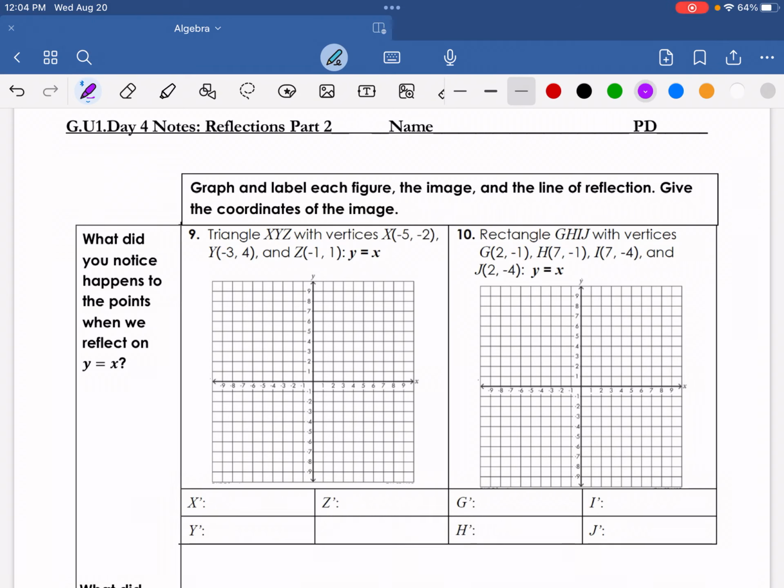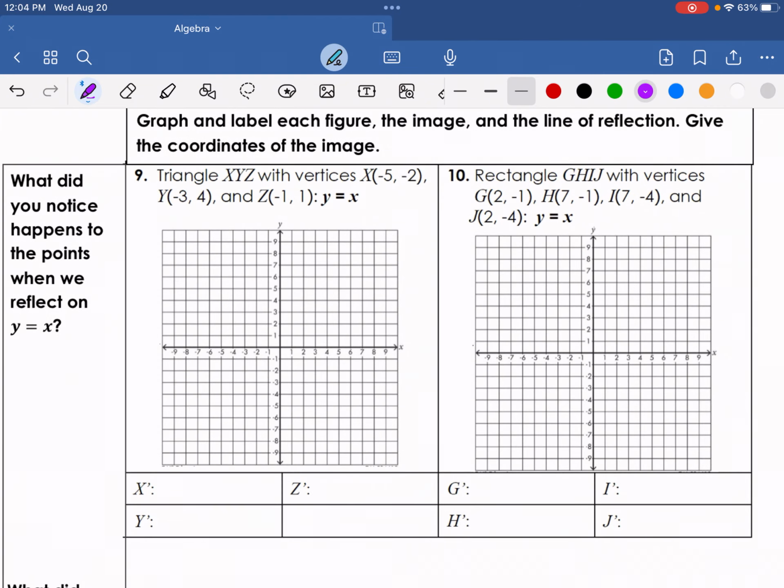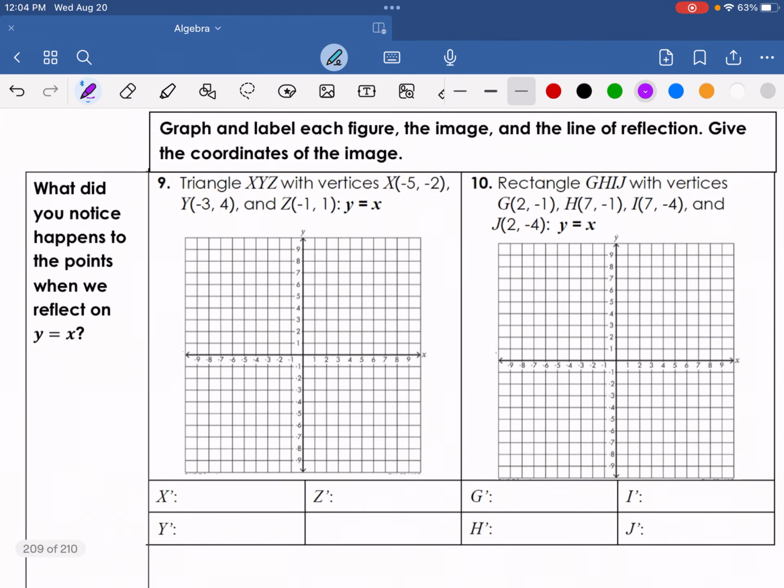Okay guys, so this is the lesson from Wednesday, August 20th on Reflections Part 2. So now we are reflecting over a different line, not an x-axis, not a y-axis. So it's not a horizontal or vertical line. You're still going to graph and label the figure, the image, and the line of reflection, and then give the coordinates of the image.